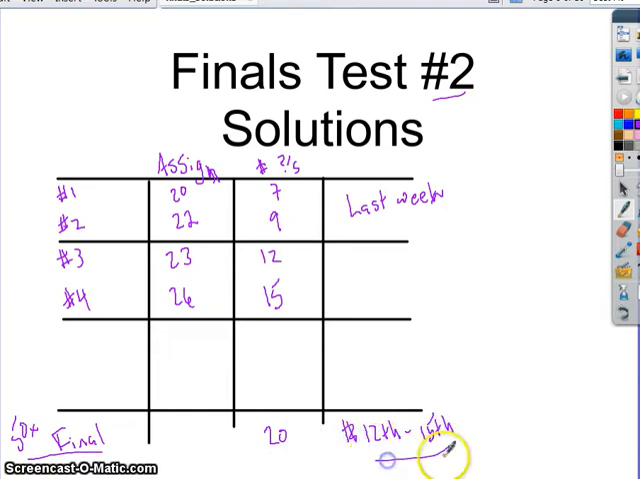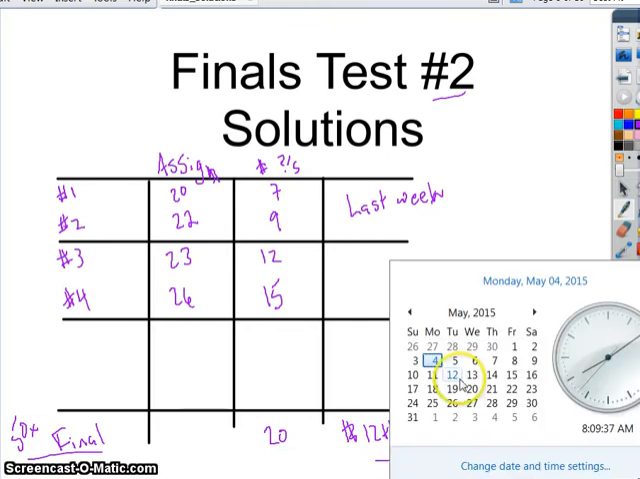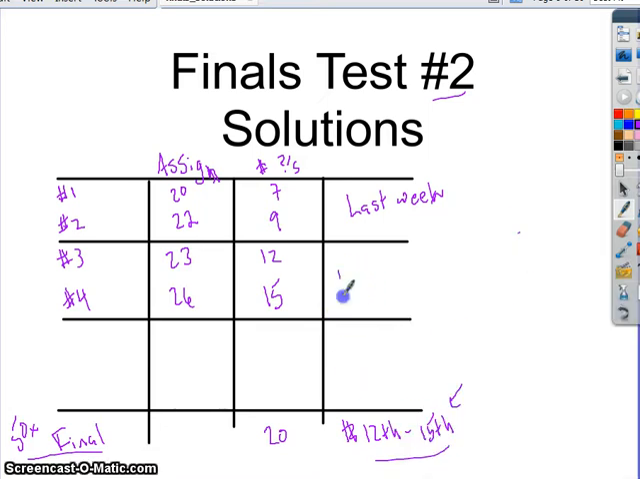It's important that you notice that this is a week before finals week. Okay, so finals week is down here. This is finals week, but we're taking the final the week before finals week. So we have 1 week less. This is this week. All right, so let's go ahead and do the solutions.